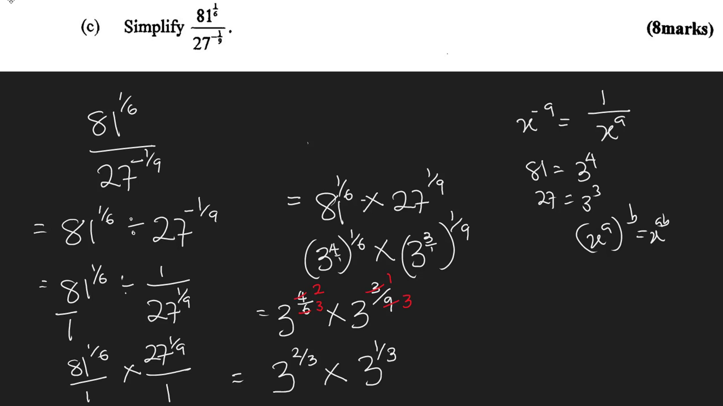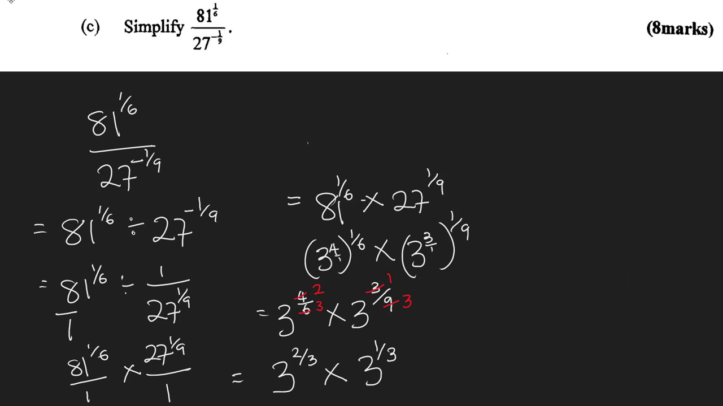So now, remember the law of indices that says when you have x to the power of a times x to the power of b, since the bases are the same, you just add the powers. So it's going to be x to the power of a plus b. So we're going to utilize this in this case. It's going to be 3 raised by 2 over 3 plus 1 over 3. We only pick one of the bases and add the powers.